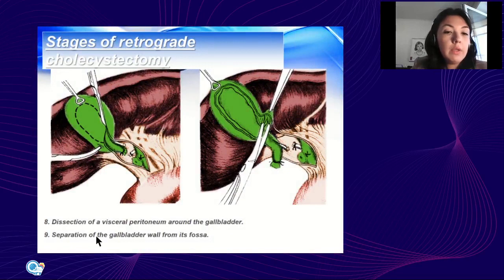And so after that, we dissect visceral peritoneum around the gallbladder and separate the gallbladder from its fossa. And when we separate it, we should remember that there are these additional bile ductules which drain directly to the gallbladder. We also shouldn't cauterize them. We should ligate them wherever it is possible.